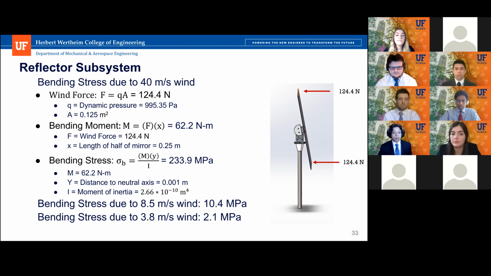This is much larger than the 76 megapascals that an acrylic mirror can withstand. However, since the heliostats will enter a safe mode in which the mirror will become horizontal once the winds reach 90 miles per hour, this will not be an issue. Running through the same calculations for 19 miles per hour or 8.5 meters per second winds yields a bending stress of 10.4 megapascals. This is the top wind speed that the mirror will have to withstand while vertical, and this gives a factor of safety well over 2.